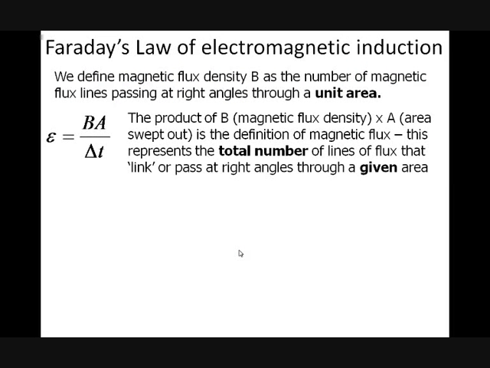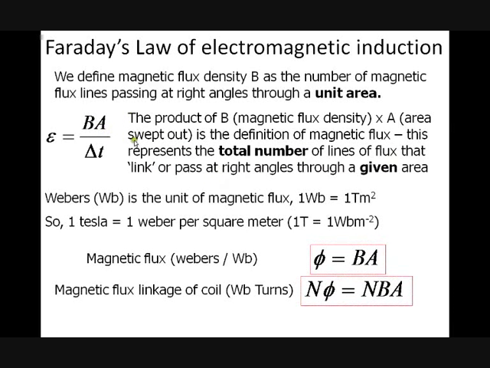Okay, so if we just come back to it, we've got to work out how we can say that this quantity of B times A is now flux. We know that B is flux density and A is an area. So if you multiply a flux density, which is the number of lines of flux in a particular area, by an area, then you end up with the total number of lines of flux that link that given area. So our quantity of BA actually becomes magnetic flux, because it is quite literally the number of lines of flux that are in or link an area.